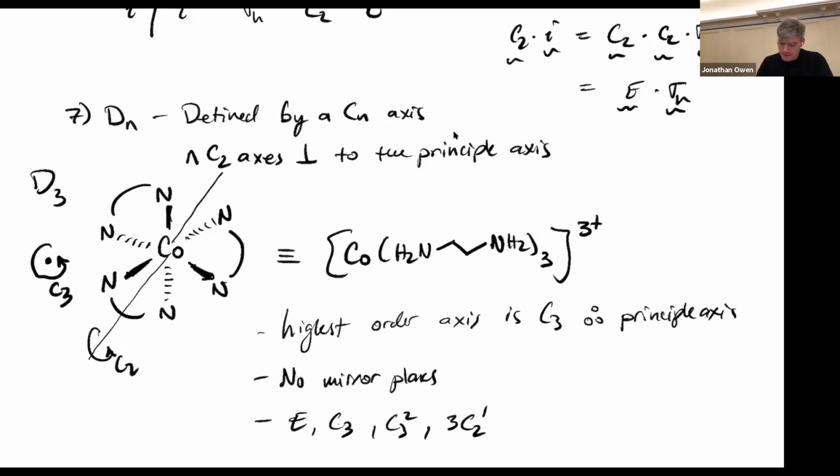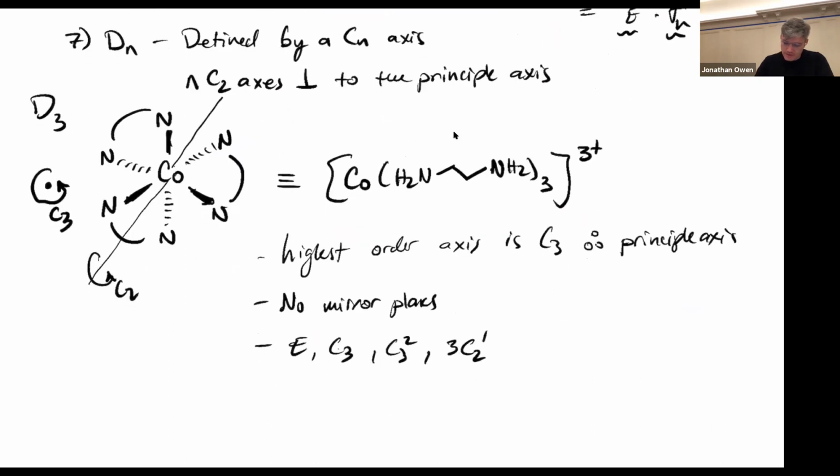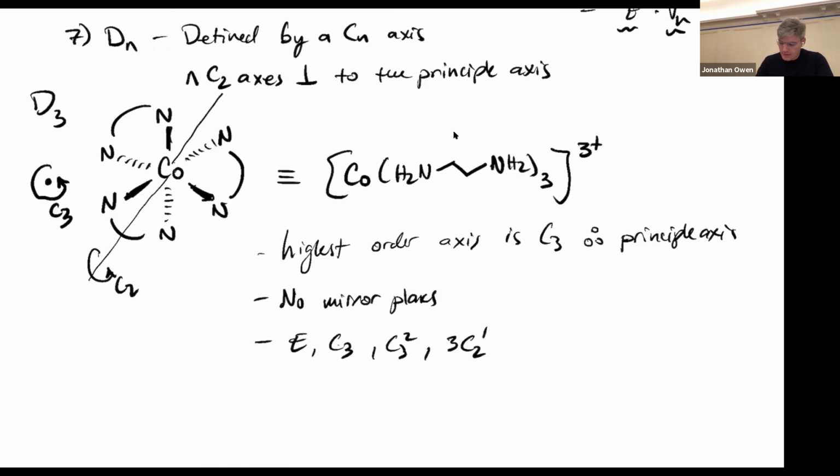The perpendicular axes are given the prime designation. And there are 3 of them. So I count 1, 2, 3, 4, 5, 6. h equals 6.